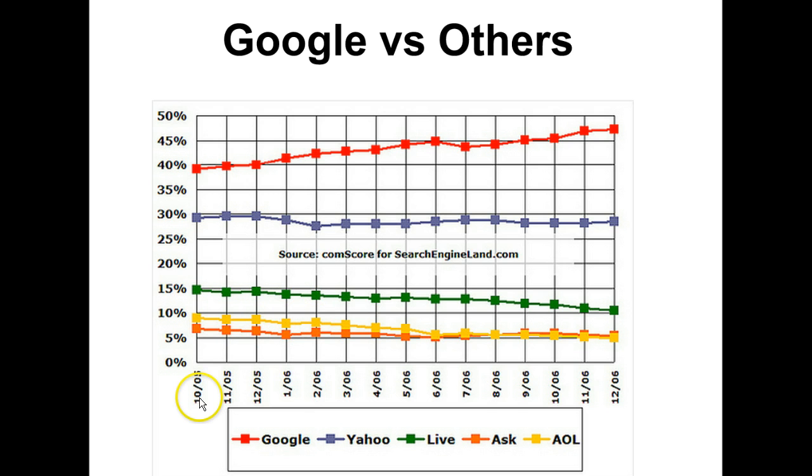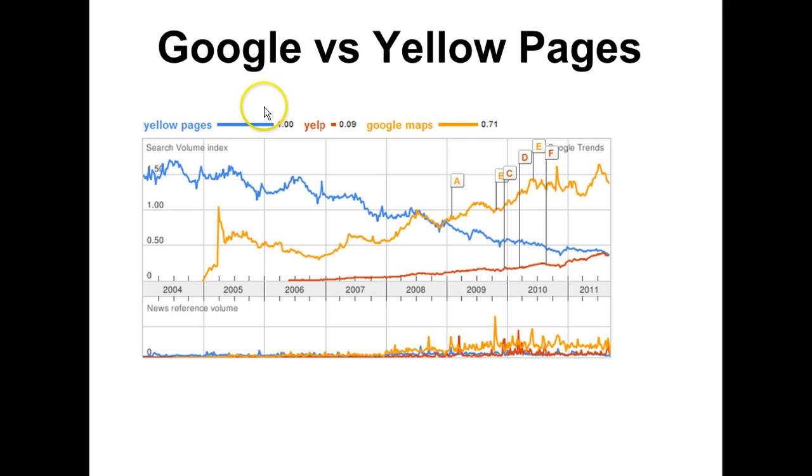Here's a chart that shows 2005 to 2006. You can see how Google started taking over the world when you look at Google versus Yahoo, Live, which is MSN, Ask, and AOL. Here is Google Maps, which started late 2004 and really helped Google become the dominant player. I think we talked about this earlier. If you look at Google versus the Yellow Pages versus Yelp, you can see how they started in 2005 and within 3 years took over the Yellow Pages and basically drove the Yellow Pages out of business.